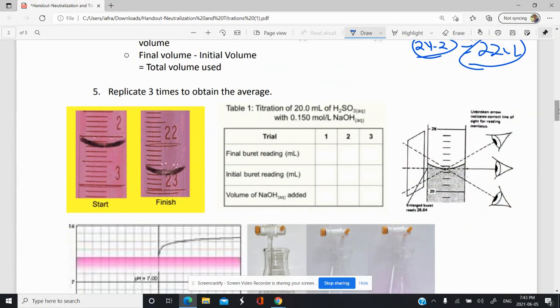So this is what a table looks like for a titration. Your title is Table 1, titration of 20 mLs of H2SO3. This is the concentration you don't know. So you'd put how much you're titrating and what you're titrating, and with what you're titrating it with, so with the known concentration of NaOH. And you would write a title exactly like this. You would have your trial 1, 2, and 3. You would have your initial burette reading where you're starting, your final, and then your volume of NaOH used in the end. So here's an example.